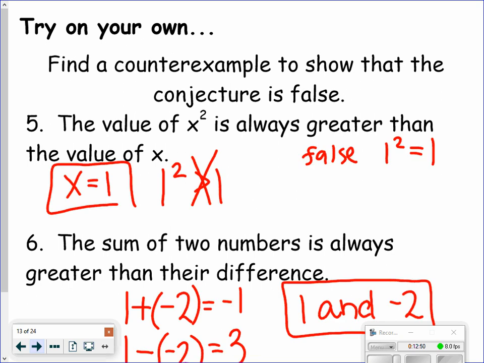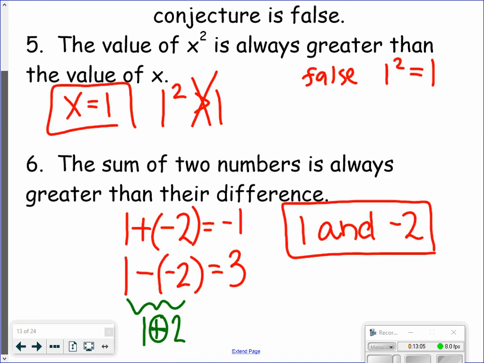The value of x squared is always greater than the value of x. So if you tried 2, 3, 4, that would have proved it true. But we want to prove this person, whoever's saying this, wrong. Well, if you take x equals 1, if you take 1 squared, that's not greater than 1. So that's the counterexample.